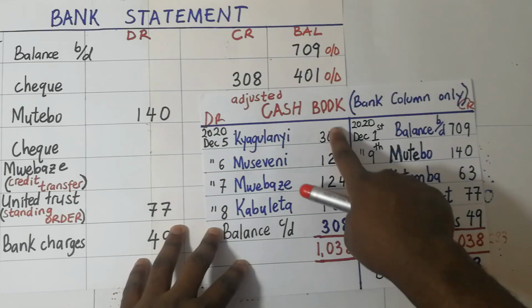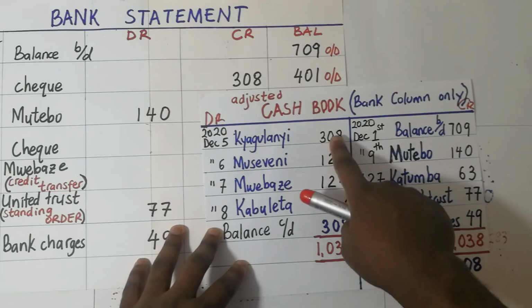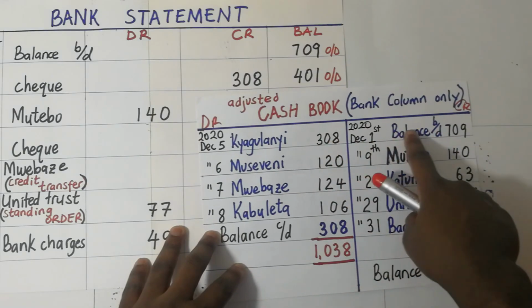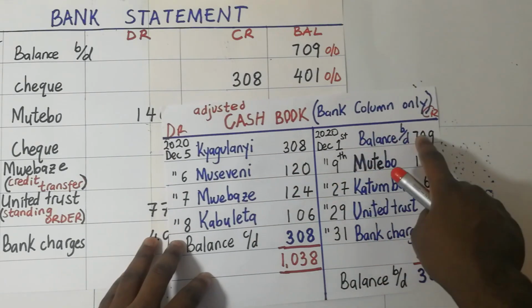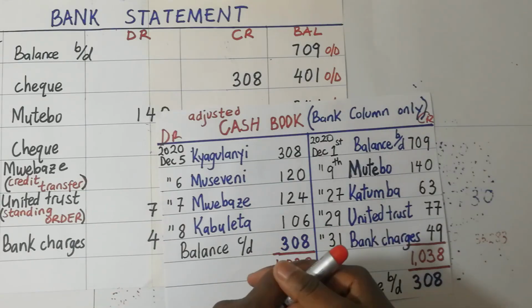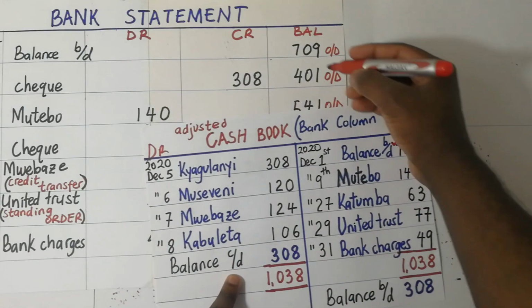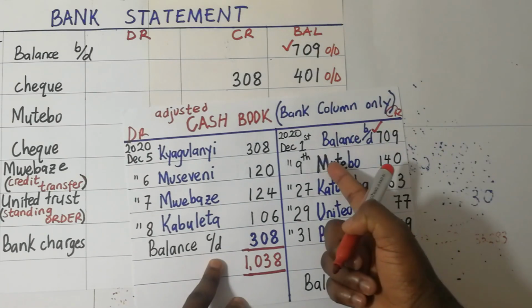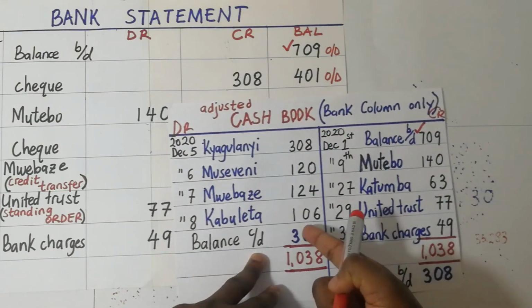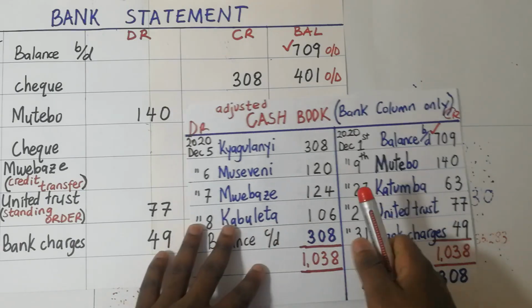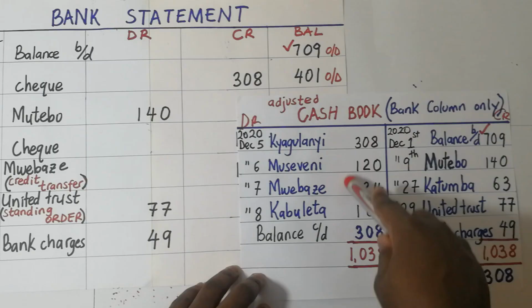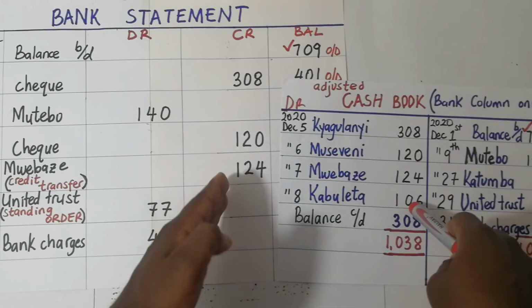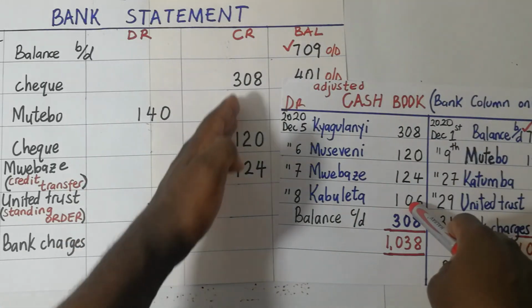Let's look at the checks that we received. First of all, we have a balance. The opening balance for this cash book was a credit balance of 709, which is a bank overdraft. So that one is already there. Then let's start with the things that are on the debit side of the cash book, which should correspond to the things that are on the credit side of the bank statement.